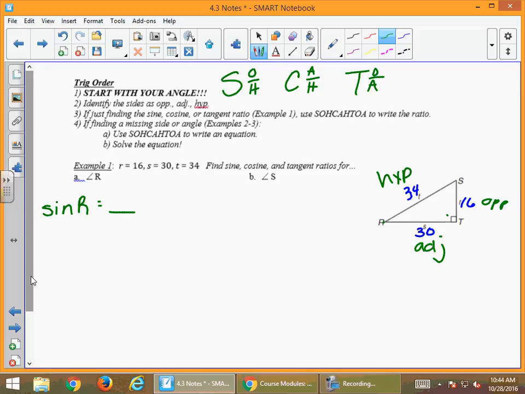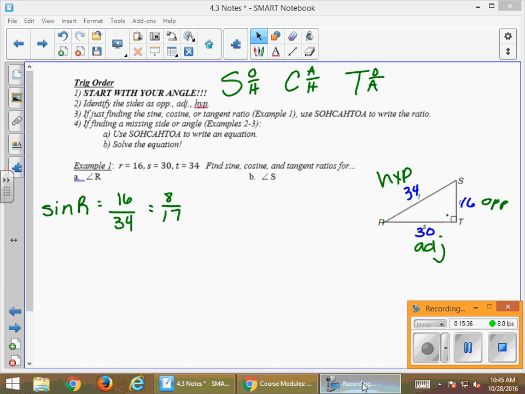So you go to your diagram. Which side? What measurements are opposite? 16. That's going to go on the top. The measurement that is our hypotenuse, 34. That's going to go in the bottom. Your opposite side, 16, over your hypotenuse, 34. What must we always do with our fractions? Do not pack up. You're going to get this wrong. Simplify. What is 16 over 34 simplify down to? What is it? Close, it is 8 over 17.